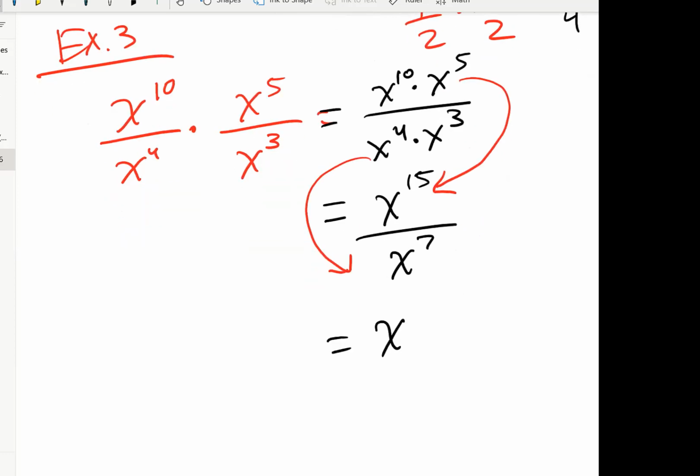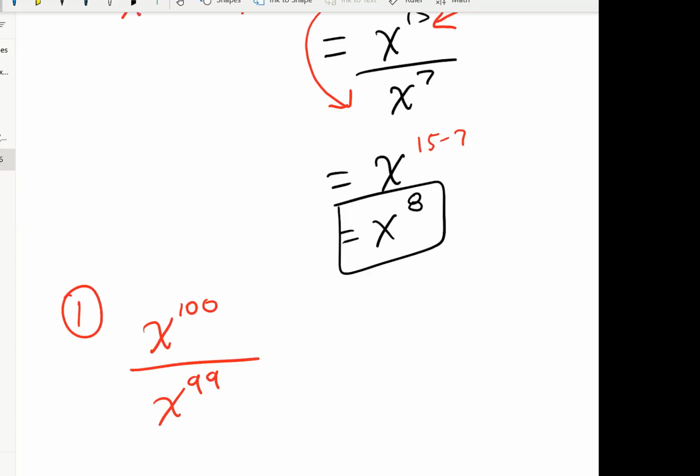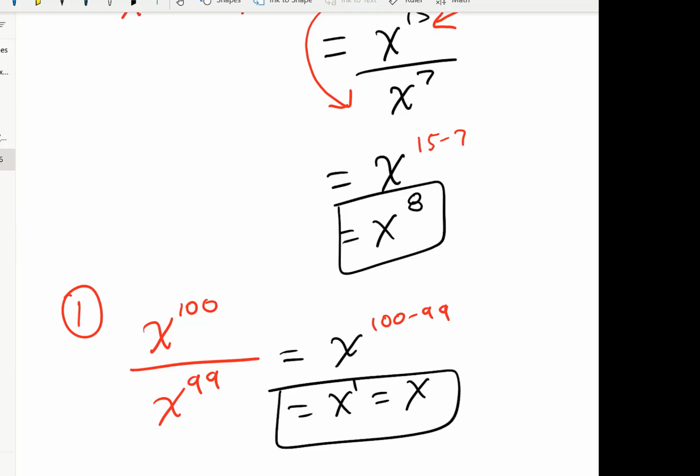So what do I do now that I have the same base? I have an exponent on top and the bottom, so I can subtract them. I'm going to take 15 minus 7. What is 15 minus 7? It is going to be 8. And that's it. It equals x to the 8th. All you have to do is subtract the bottom number from the top. Exactly. So you get x to the power of 100 minus 99, which is x to the 1, which is just x. We just get x. So we're done.